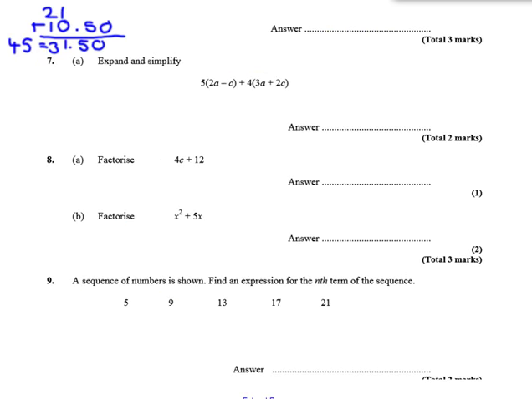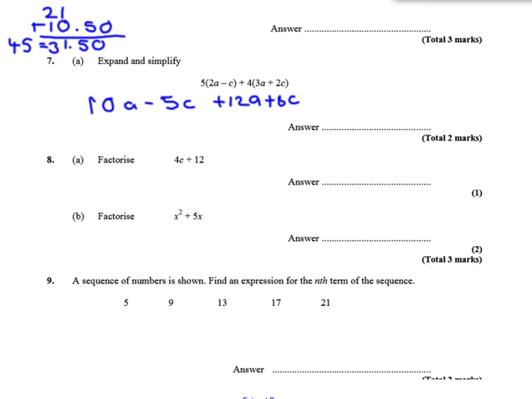Okay, on question 7, we've got Selena. We have to expand and simplify. So 5 times 2a is 10a. Then 5 times minus c is minus 5c. Then 4 times 3a will give us 12a. And 4 times 2c will give us 8c. So that's the expanding done.